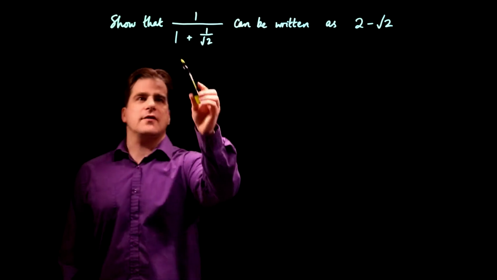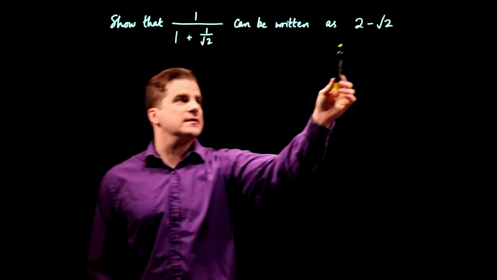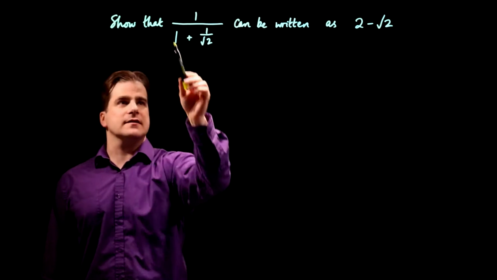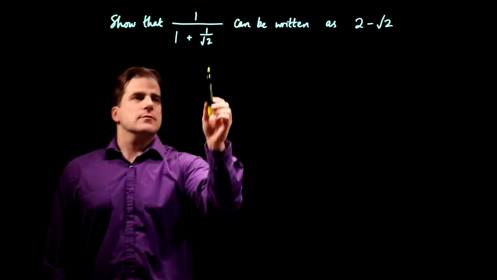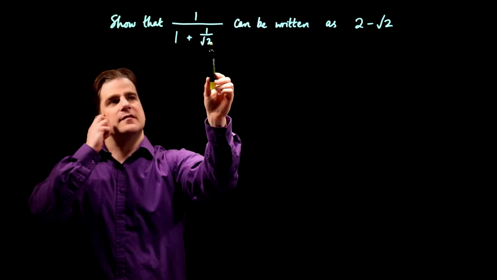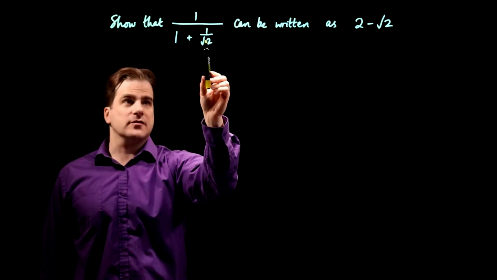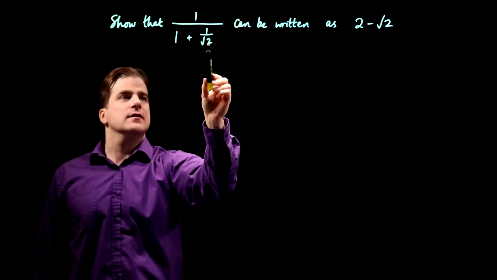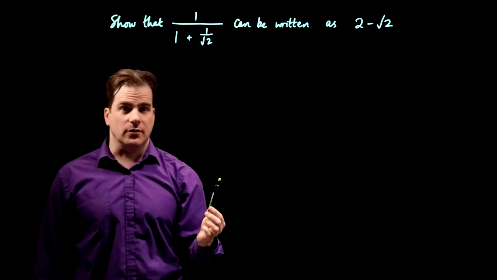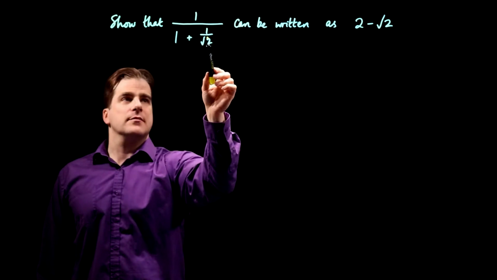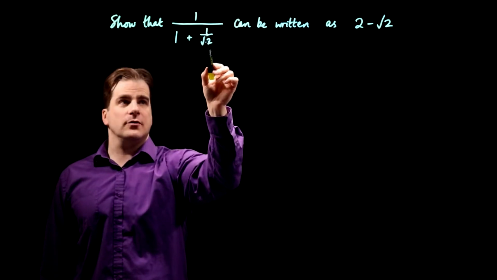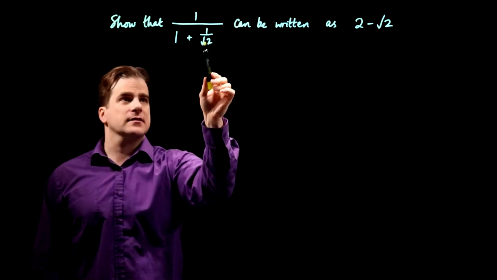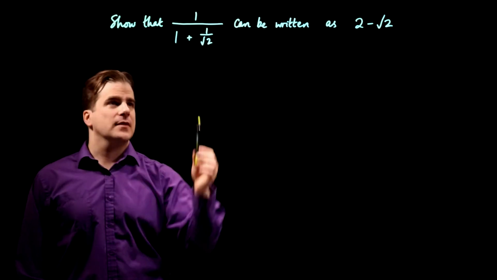Okay, we have to show that this can be written as that. Right, let's look at this. How are we going to simplify this? We have a 1 over root 2 on the bottom here. So to simplify that, we need to multiply it by root 2, because we'll have root 2 on root 2 then, which is just 1. Much nicer than that. So that's a good way to go.